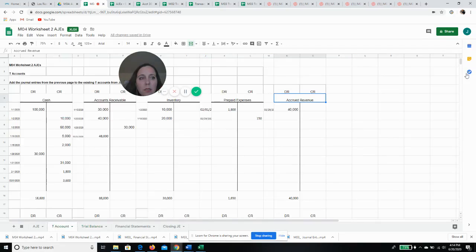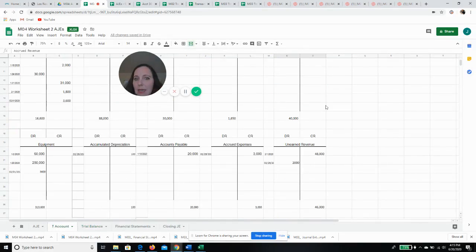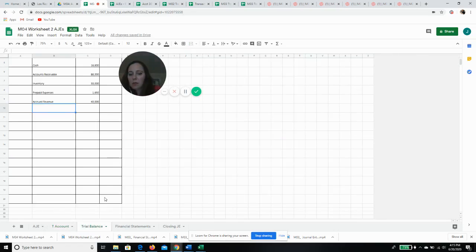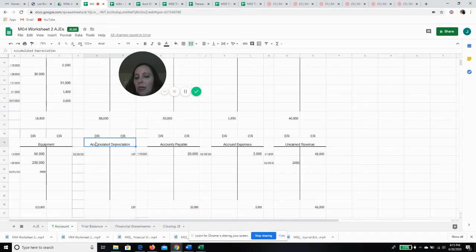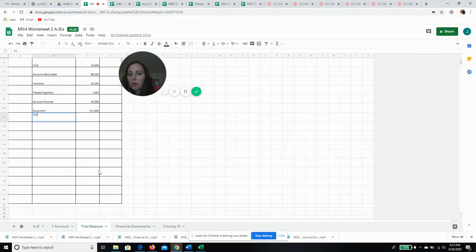And sticking with my assets, I have a lot of assets. I've got equipment with a debit of 313,600. Moving on, I have accumulated depreciation. Now remember, accumulated depreciation is a contra asset. It's going to hang out with the assets even though it has a natural credit balance. So we're going to put it right under equipment with a credit balance of 100. So accumulated depreciation with a credit balance of 100.